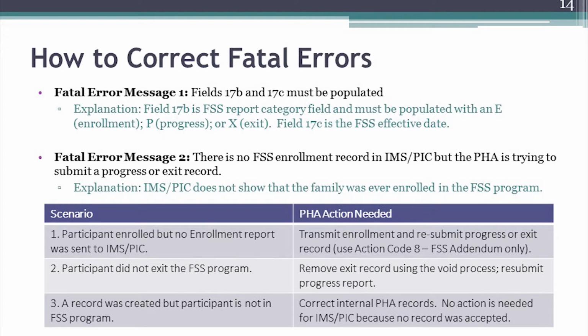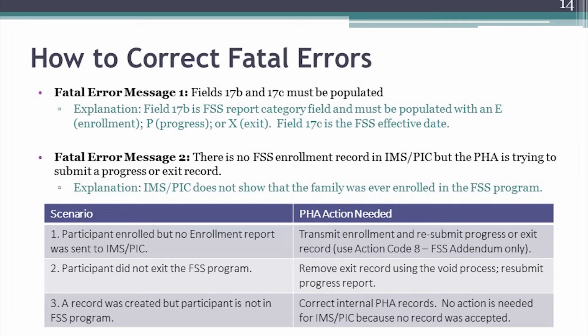Fatal error message 1 states that field 17B and 17C must be populated. Field 17B is the FSS report category field and must be populated with an E for an enrollment, a P for a progress report, or an X for an exit report. Field 17C is the FSS effective date and must also be filled in.